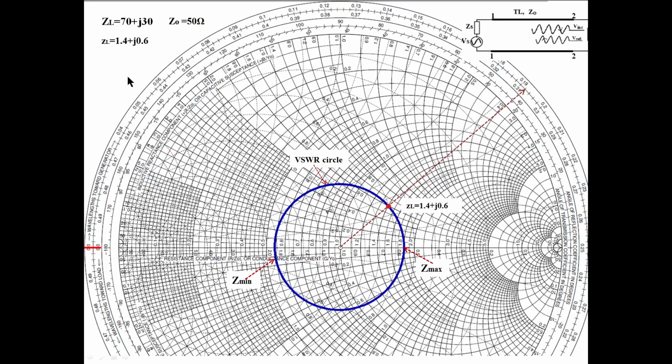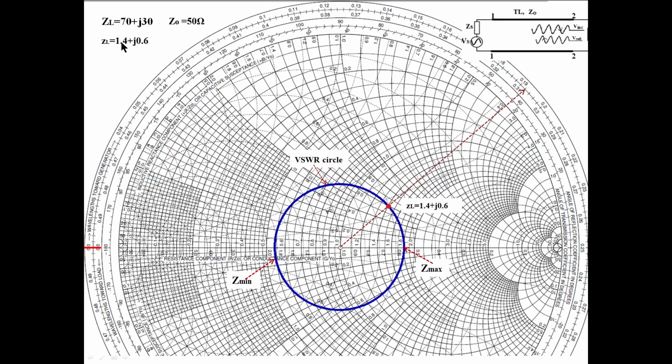Any impedance, for example, like this one, you can mark over the Smith chart. Before marking, we should normalize this impedance by the characteristic impedance of the transmission line. Every transmission line has a unique characteristic impedance. So we divide by this value, and you will get the normalized 1.4 plus j0.6. This we can mark over the Smith chart.